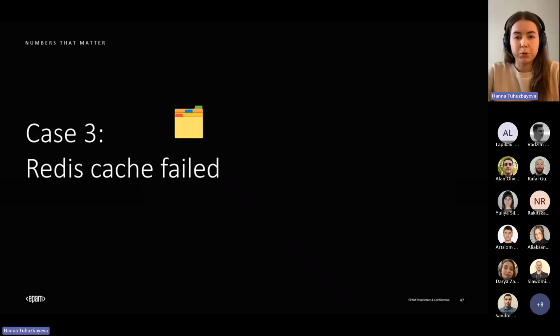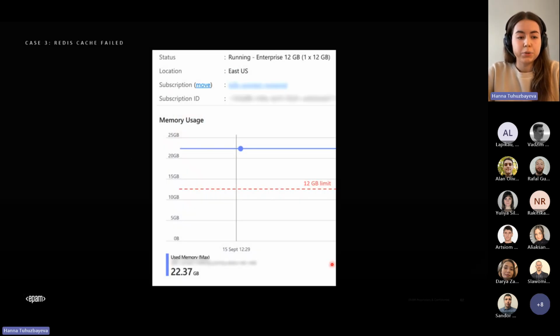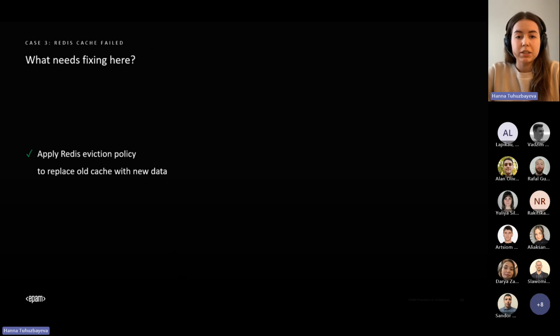Now, let's talk about the following case. During performance testing, the application crashes due to the Redis cache running out of memory. Even though it's supposed to have a maximum of 12 gigabytes of memory, it used up to 20. After that, the system crashed and it could not recover because Redis was already out of the game. The solution here is also quite simple. We should set up an eviction policy in Redis to remove old cache and replace it with new one.